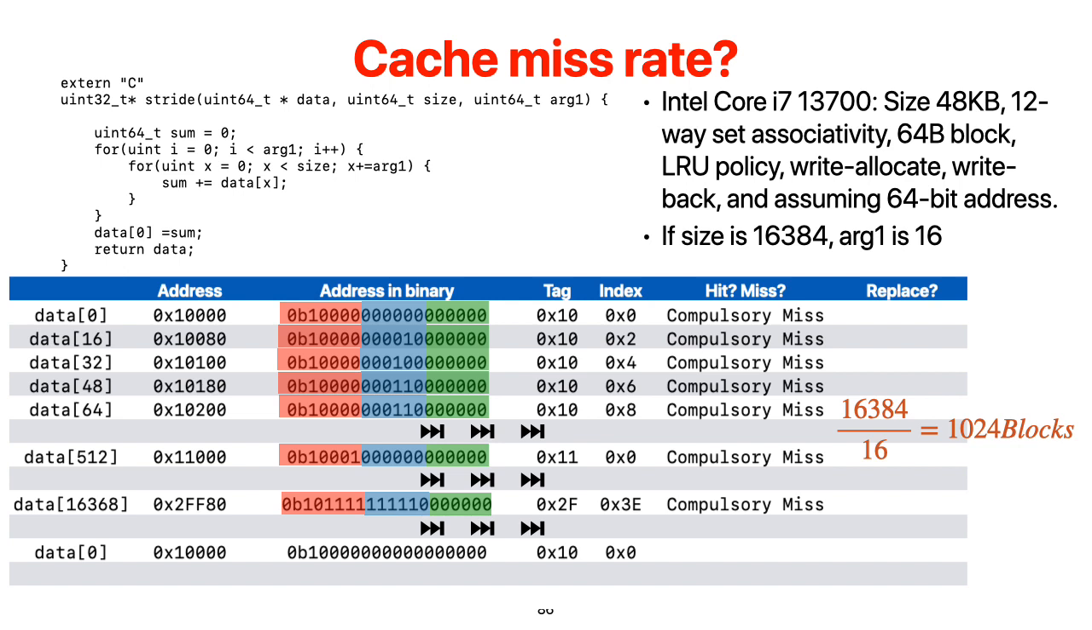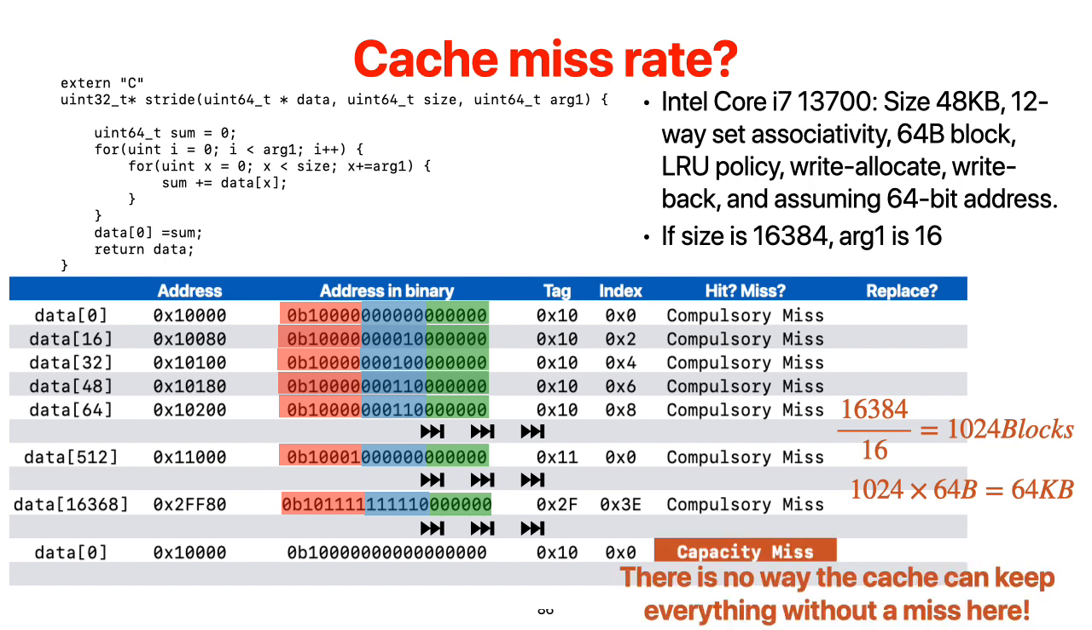If you check the number of blocks that we need to access, it's actually 1024 blocks. And to store all the 1024 blocks, because each block has 64 bytes of space, it turns out you need 64 kilobytes of cache to keep everything in there. So what does that mean? Even though you have unlimited way associativity, as long as your capacity is less than 64 kilobytes, there's no way I can keep data 0 remaining in the cache. So this one, I would say, is a capacity miss.